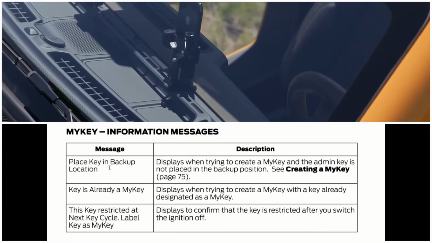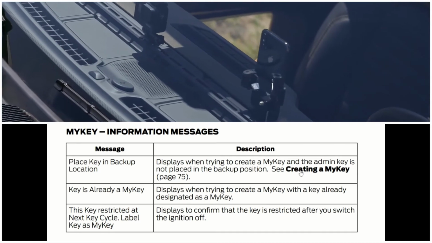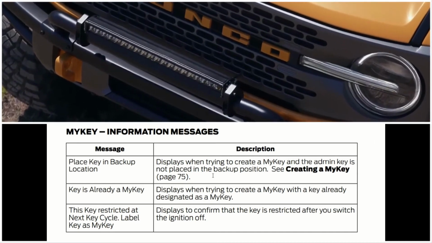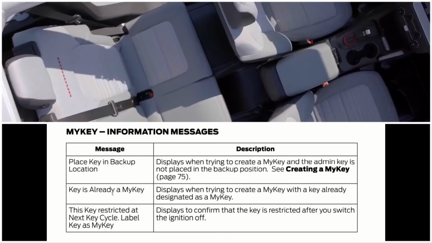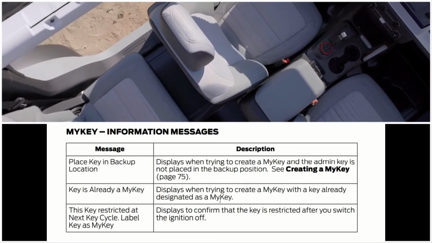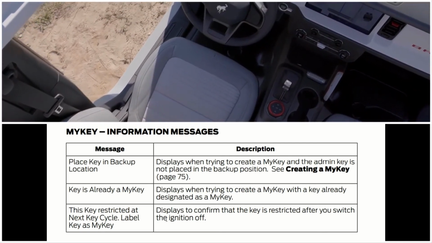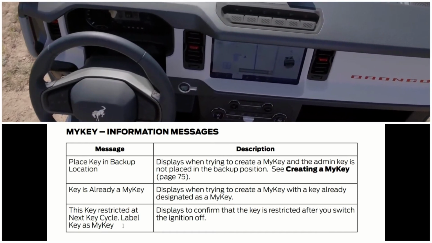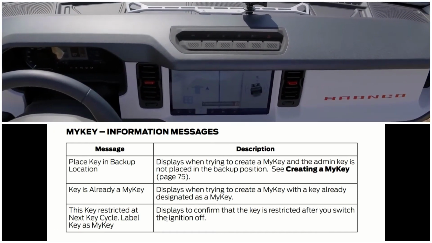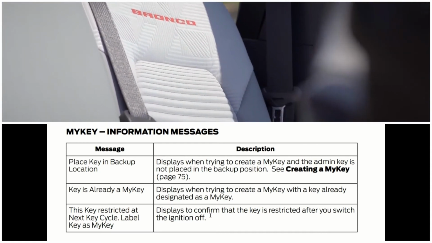It says place a key in the backup location. Now, this displays when trying to create a MyKey and the admin key is not placed in the backup position. See creating a MyKey on page 75. Key is already a MyKey. Now, this displays when trying to create a MyKey with a key already designated as a MyKey. This key is restricted next key cycle. Label key as MyKey. This displays to confirm that the key is restricted after you switch the ignition off.